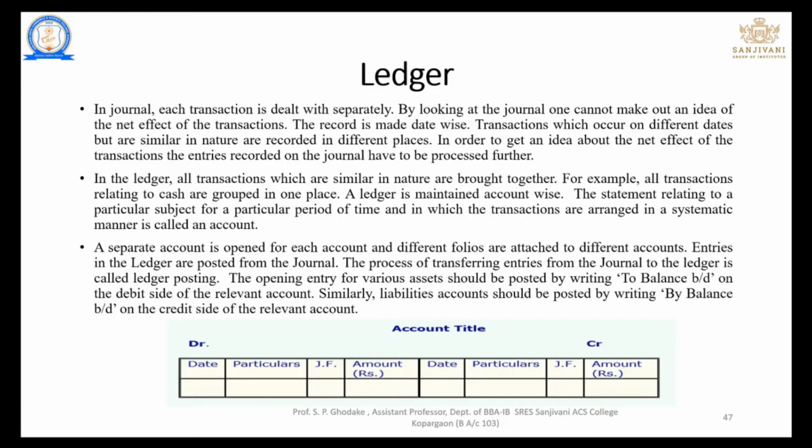In the previous session we learned the bills journals, that is the bills receivable journal, bills payable journal, and a specific journal, that is journal proper. In today's session we are going to understand the next subsidiary book, that is ledger.